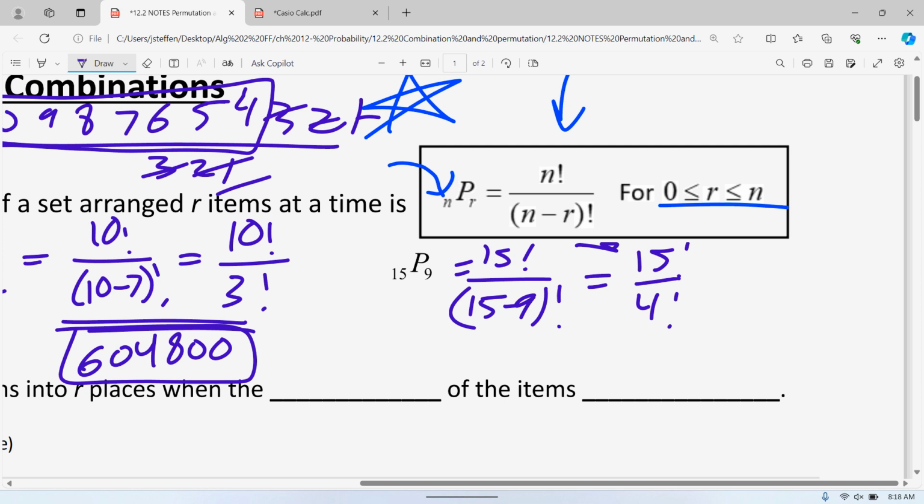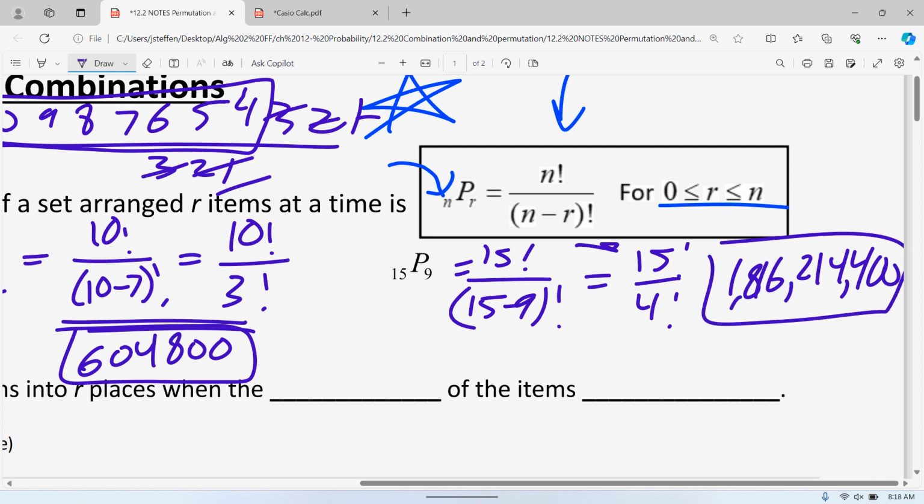15 permutation 9. Oh, it's a big one. 1,816,214,400. And again, this is one of the chapters that one of the reasons I like it is if you would have gotten that answer before this in any chapter, you'd think, well, I obviously made a mistake. Why would I get a number that's 1 billion? Well, in this one, it gets a little bit more commonplace to get some of those weird looking answers, some of those really big ones.